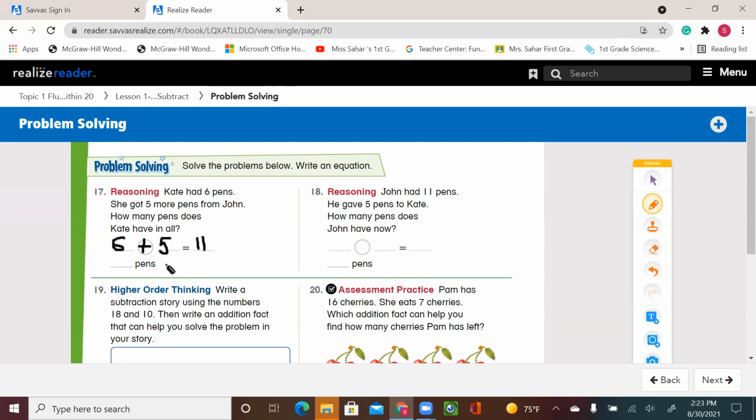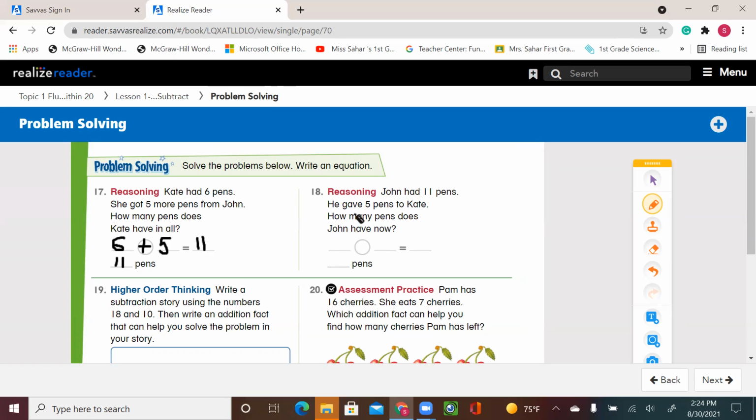Because I know my doubles and near doubles. So double 5 is 10, and 1 more, 11. So how many pens does she have so far? Total 11. All right. John had 11 pens. He gave 5 pens to Kate. How many pens does John have now?